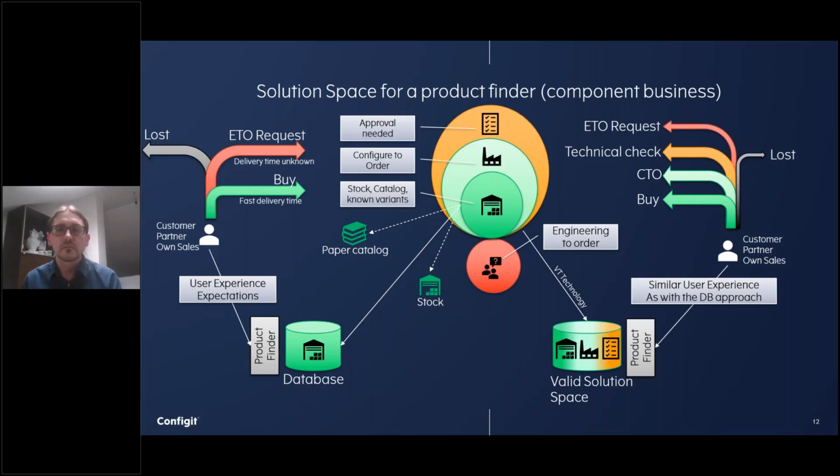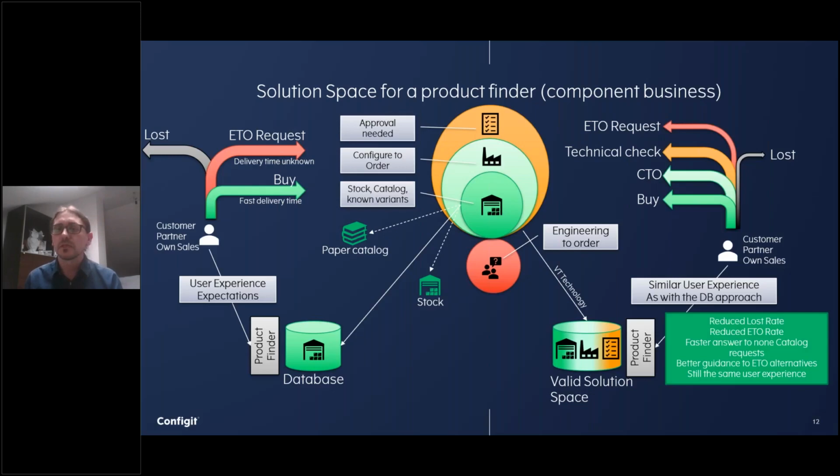And you most likely will also reduce your loss rate as you're offering more variants to the end user, and it's more likely that he finds what he was looking for. So that way you can reduce the loss rate, reduce the ETO rate, and improve the guidance of the user.